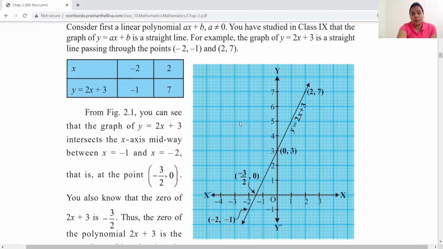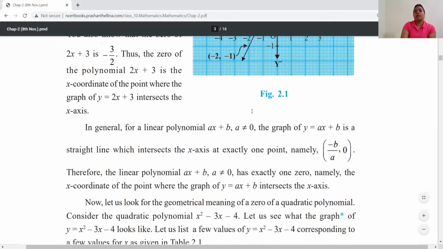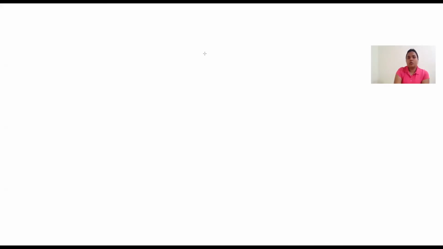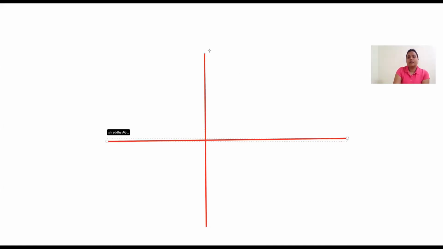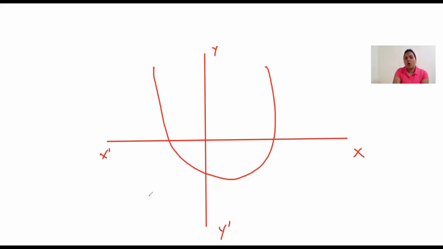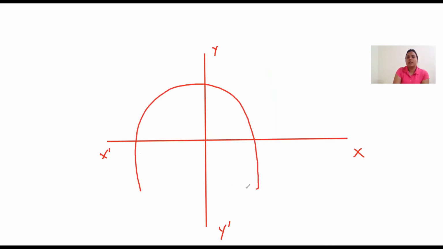Let's go to the next one. If it is a quadratic polynomial, then how do we do it? For the quadratic polynomial, we get a graph like this. You always get an upper-side U or a lower-side U. Suppose this is the graph, this is the x-axis and this is the y-axis. We will get the graph either in this upper U or in the downside U like this. These are called parabolas, and we get this graph for quadratic equations.